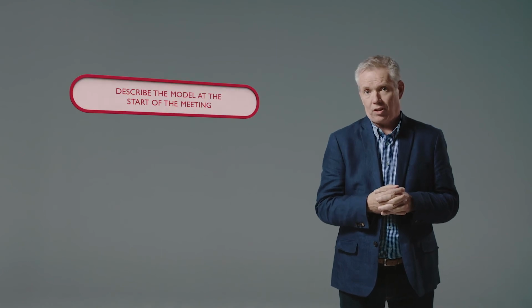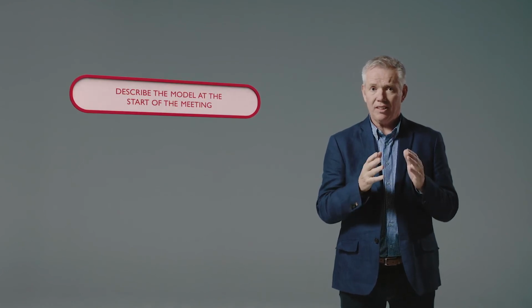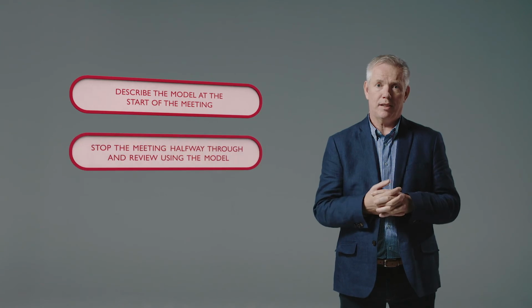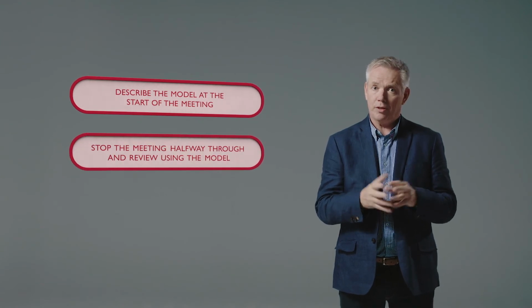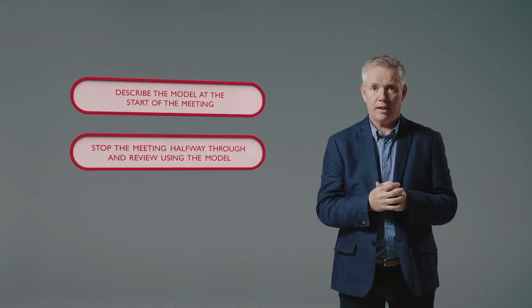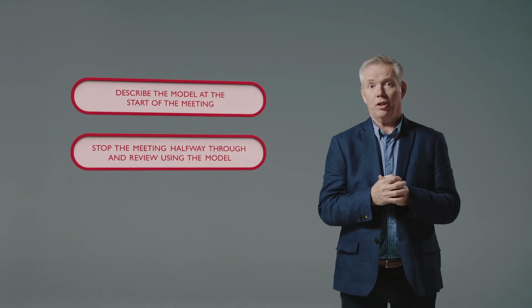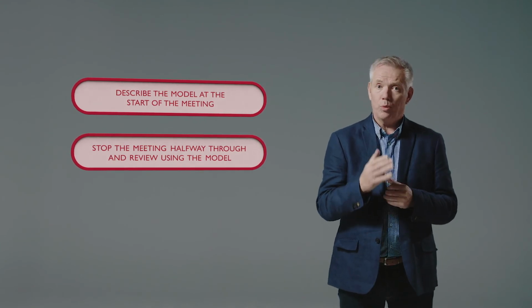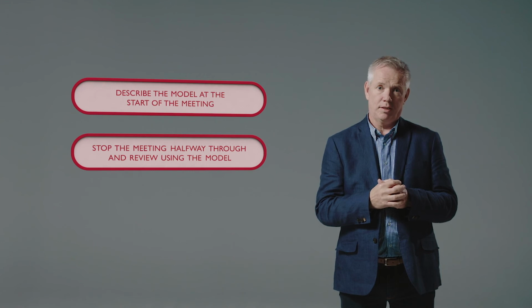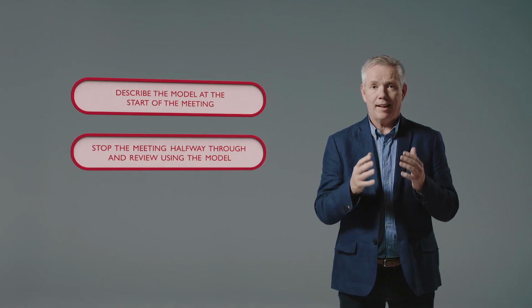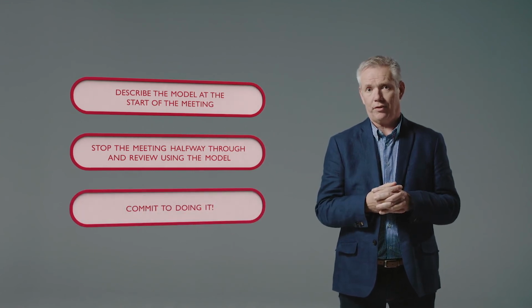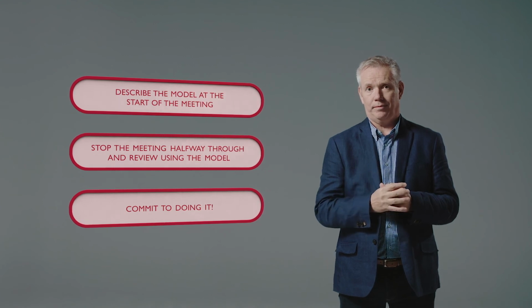So if that's the model, then how can you use it? Well, first of all, I'd recommend that you talk through the model at the start of your meeting. And then secondly, stop the meeting halfway through and ask people to just have a quick chat with the person beside them about how the meeting's going using the model and what they think needs to change. And then finally, get an agreement to doing this at the start of your meeting and then do it.